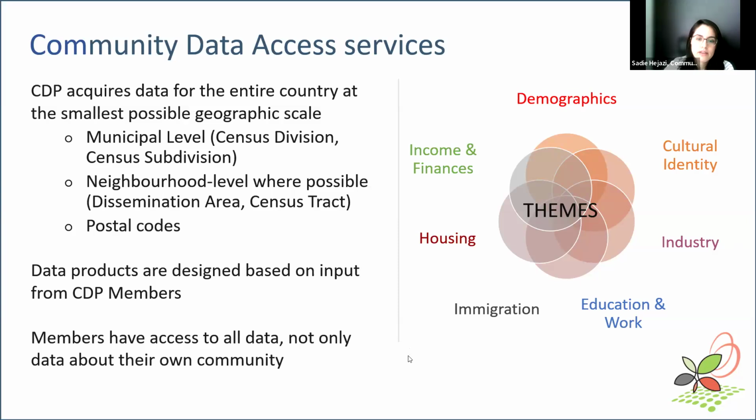And beyond buying the data, we also provide access to data by transforming existing data sets into new data sets. As an example, the Canadian Index of Multiple Deprivation is only released at the dissemination area, but we transform this data to also be available at higher levels of geography, census division and census subdivision.